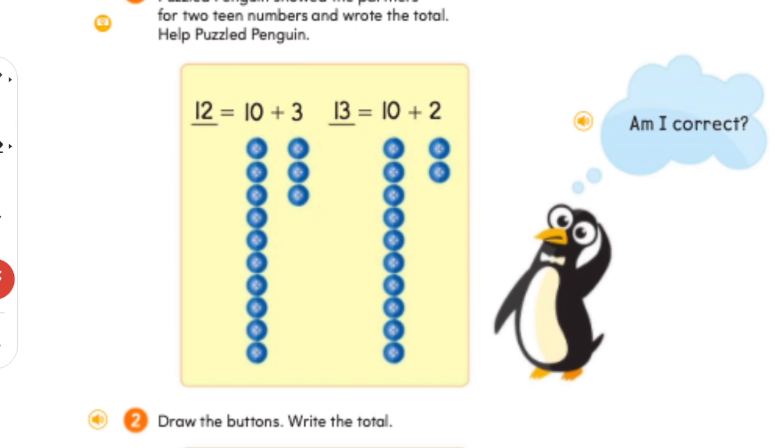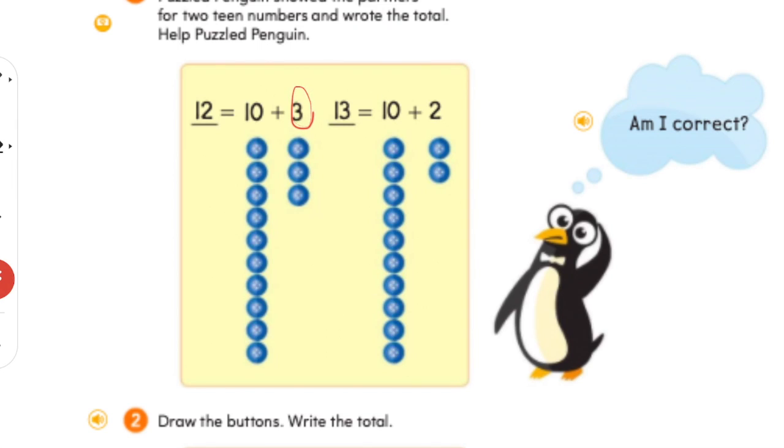So Puzzle Penguin shows us the number partners for a teen number. And he wrote the total of how many he saw. Let's double check. So here he has the number 10. Let's count. Are there 10? 1, 2, 3, 4, 5, 6, 7, 8, 9, 10. Yup, he got it. There are 10.